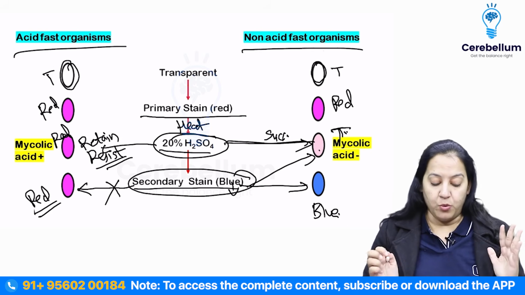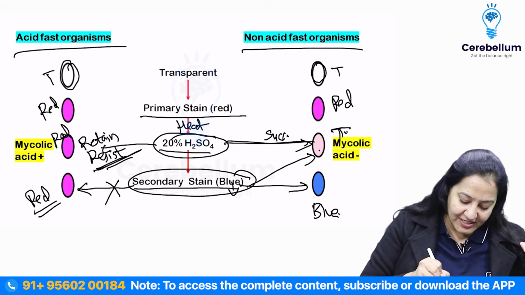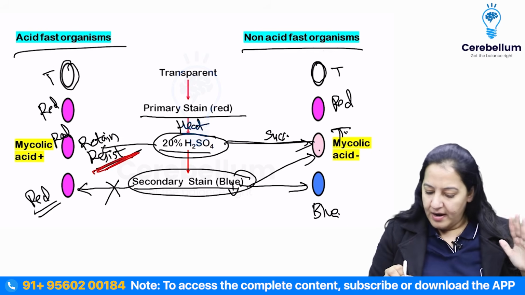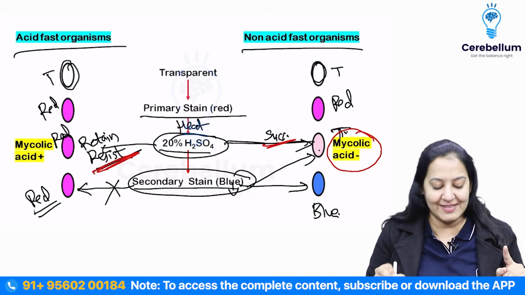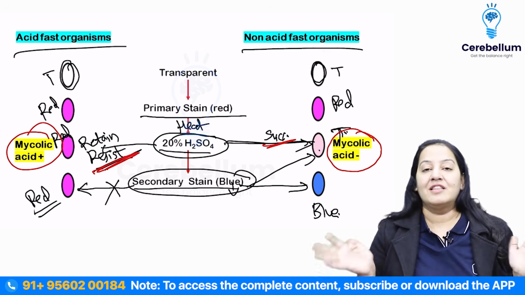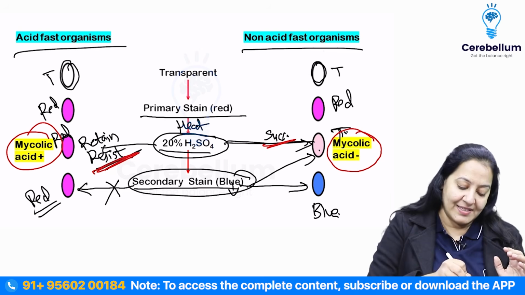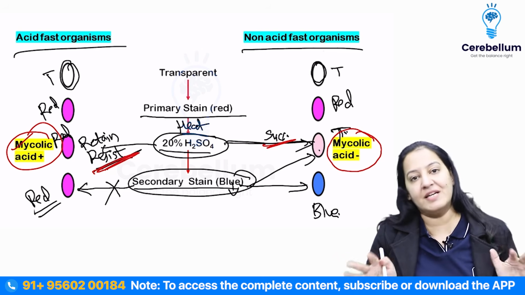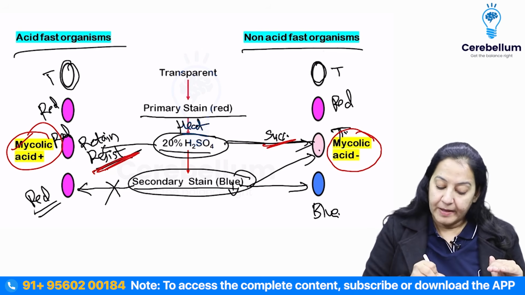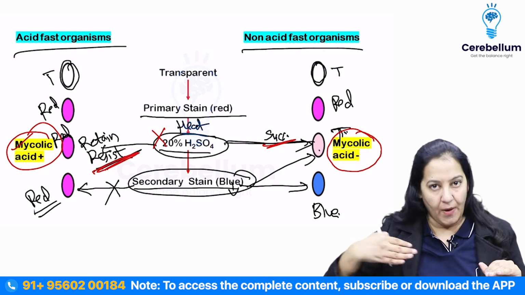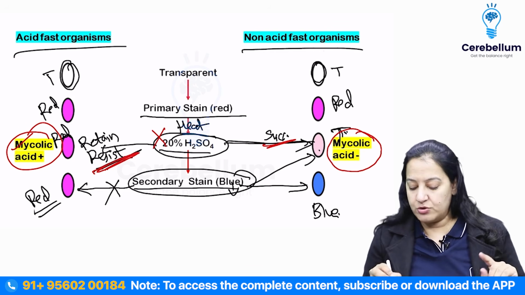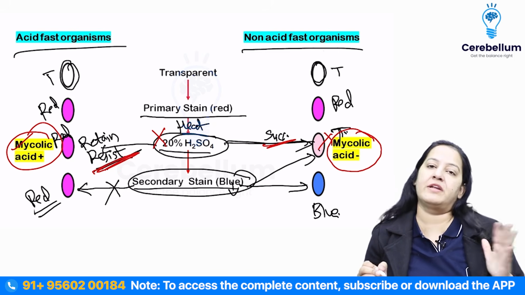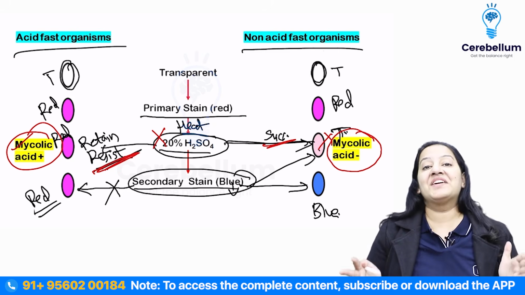Now the point is, why are some bacteria resistant and some bacteria susceptible to the acid? It's because of mycolic acid content in their cell wall. The bacteria which have more mycolic acid content present in their cell wall do not get decolorized. They do not allow H2SO4 to go inside and take out the primary stain. But the bacteria which do not have mycolic acid, the acid will do the decolorization in them. So the reason here is mycolic acid.